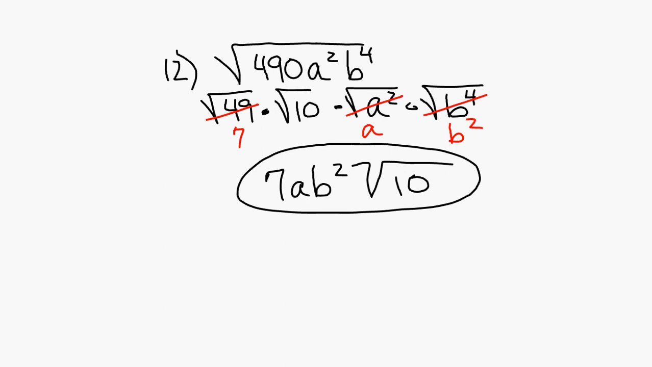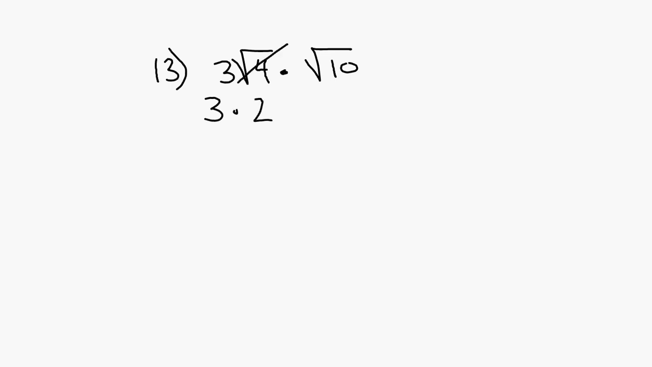Number 13. 3 radical 4 times the square root of 10. Alright, in this case your 4 is a perfect square, so you've got 3 times the square root of 4 is 2 times the square root of 10, which is 6 radical 10.